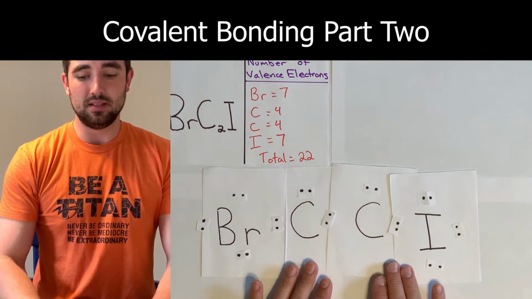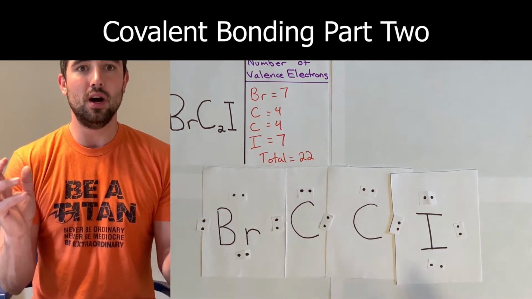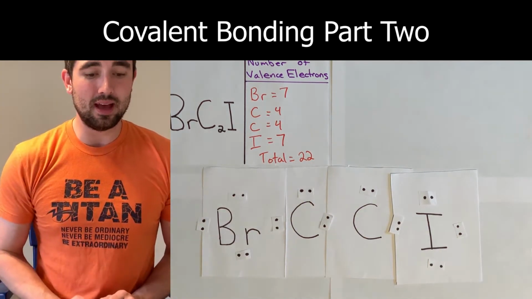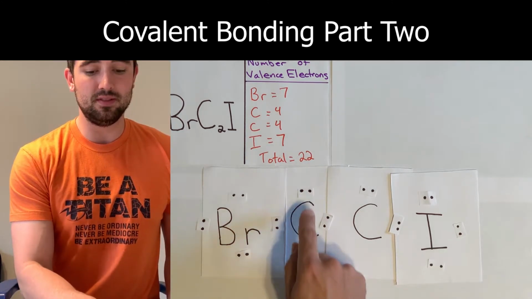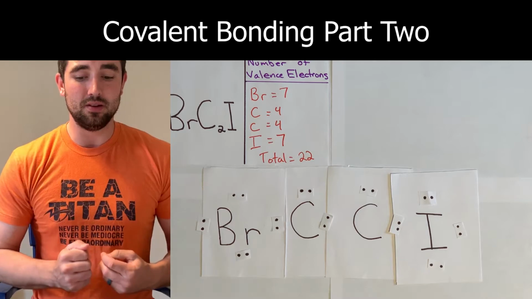So what I have done successfully is I've made both of my halogens, bromine and the iodine, full octets. They are good. I look at my carbons, and both carbons only have 6. 1, 2, 3, 4, 5, 6. So we've got to figure out some way to get rid of some lone pairs and make some extra bonds.